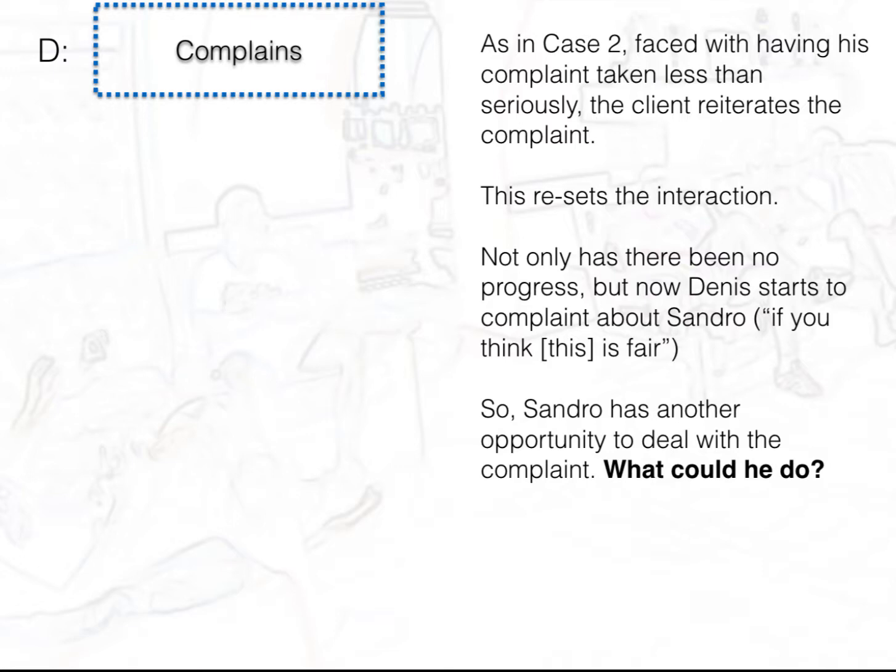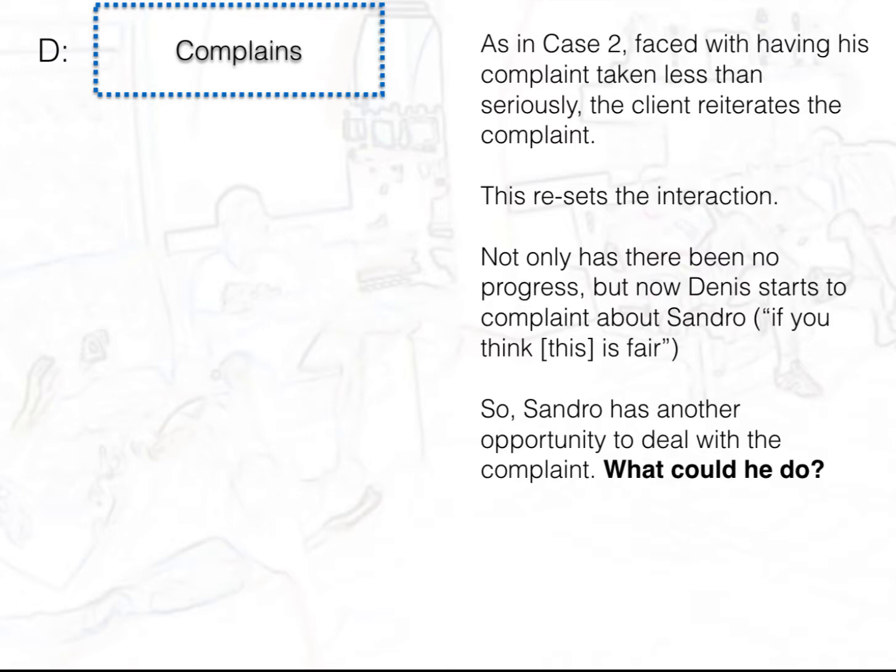Before he was complaining about somebody else. Now he's complaining about the staff member for being unfair. If you think this is fair. So he's not having his complaint taken seriously, and he reproduces the complaint, and this kind of resets the scene, brings it back to the beginning.